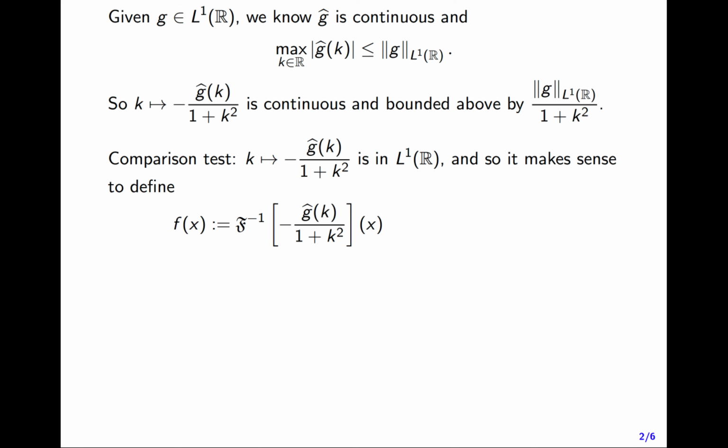First of all, that this inverse Fourier transform is actually defined, because minus g hat of k over 1 plus k squared is in L1, so its Fourier transform and its inverse Fourier transform are both defined.